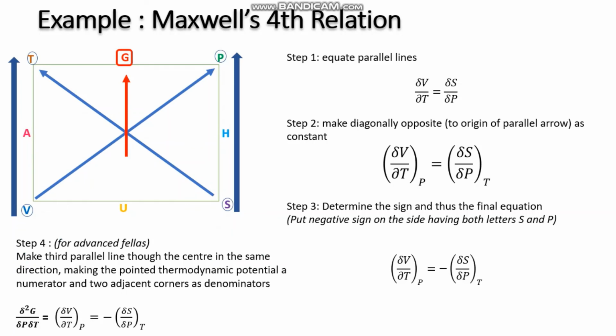Step 4, for advanced fellas. Make a third parallel line, through the center in the same direction, pointing the thermodynamic potential G as numerator and two adjacent corners T and P as denominators. Hence we get del 2 G whole divided by del T and del P.